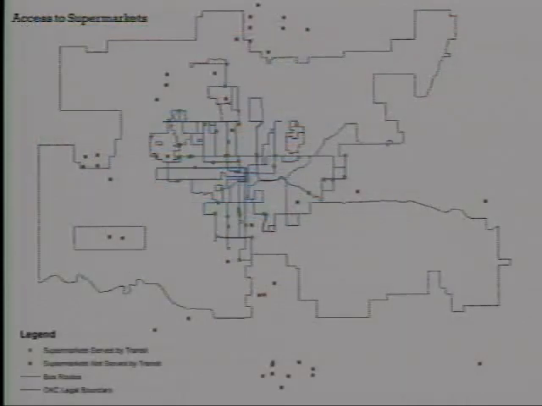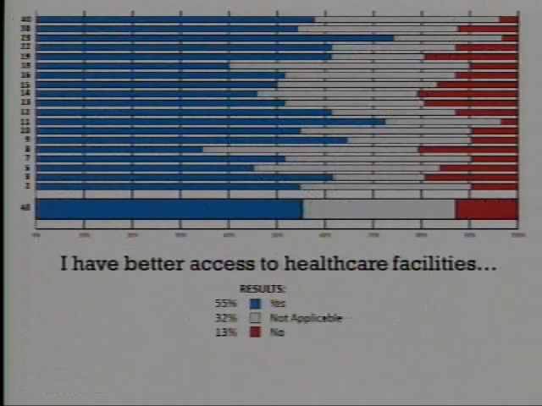This map shows that of the 35 supermarkets that are within the Oklahoma City limits, 29 of them are within a 5-minute walk of a bus route. So the coverage is fantastic in that regard. The next question is related to healthcare facilities, and you'll notice the not applicable answer on here is higher than the last one, and I've interpreted that to mean that this is not what these respondents were using the system for, so 1 in 3.